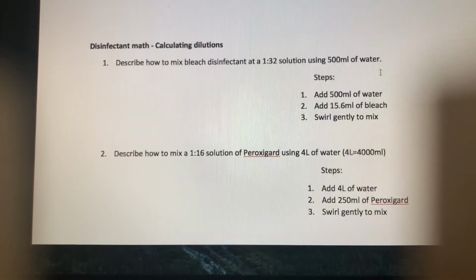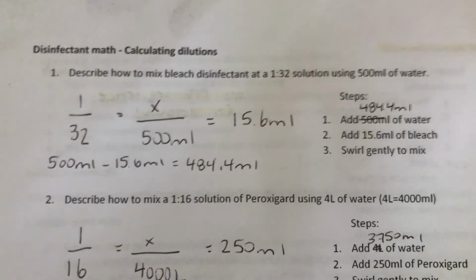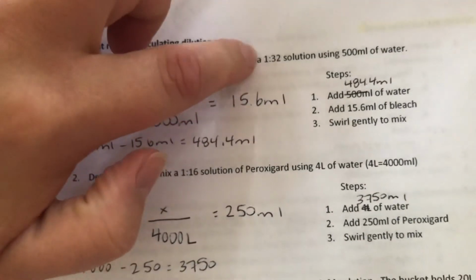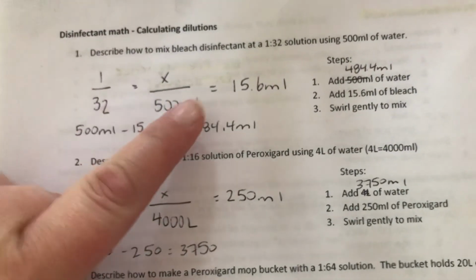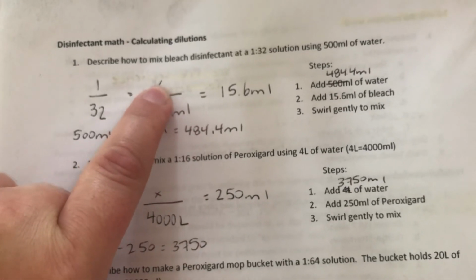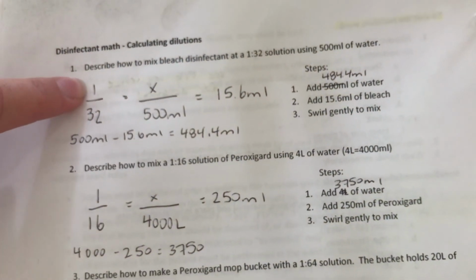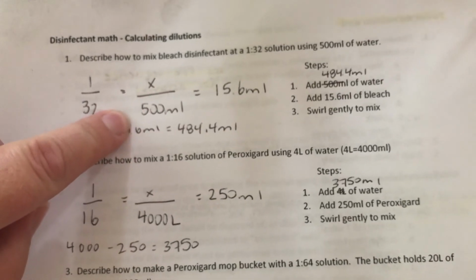I'm actually going to pick up my phone here and move on to my notes because I have the math handwritten in my notes here. Sorry if it's kind of shaky. So we can set this up as a cross multiplication. The 1 to 32, we're going to write as 1 over 32. We know that we're going to have 500 mLs of water, but how much bleach do we need? A 1 to 32 solution is saying there's 1 part bleach, 32 parts water. How many parts bleach in 500 mLs of water?